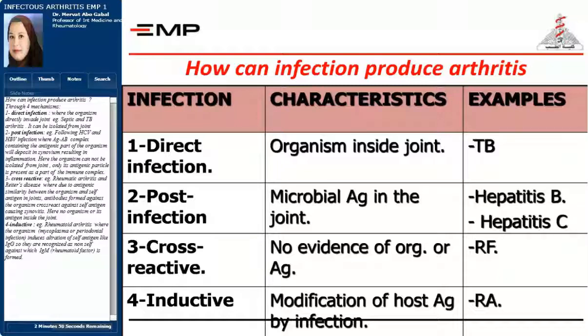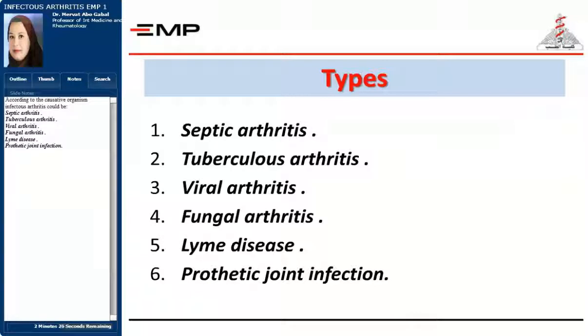The last mechanism is the inductive way. For example, in rheumatoid arthritis, where the organism, whether mycoplasma or periodontal infection, produces alteration of self-antigen like IgG. So they are recognized as non-self, against which IgM rheumatoid factor is formed. According to the causative organism, infectious arthritis could be septic arthritis, viral, tuberculous, fungal, Lyme disease, or prosthetic joint infection.